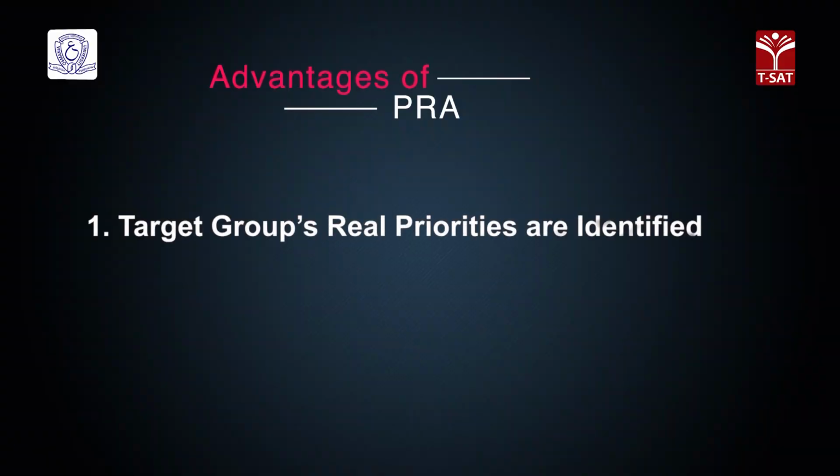Let us now understand the advantages and limitations of PRA. The target group's real priorities are identified. This is one of the most important advantages of PRA. In PRA, the target group, that is local people, are asked about the immediate problems they are facing. The outsiders do not impose their solutions on these problems, rather they explore the solutions with the local people in which they are really interested.